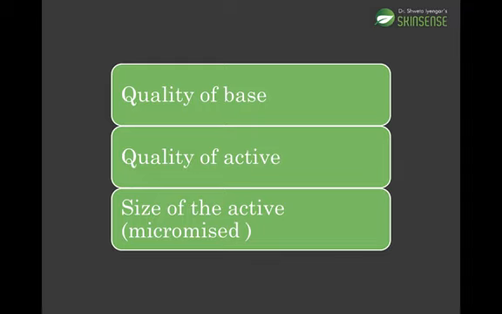So the quality of the active, very important. Also the size of the active. We need micronized active. The smaller the size of the particle, the better the results. So what I have got results from, like I was telling you, I do not go for very high-end molecules. Even the basic molecules give me result, because rather than jumping into a high-end molecule, I look for the quality of the base, the quality of the active, and the size of the active.